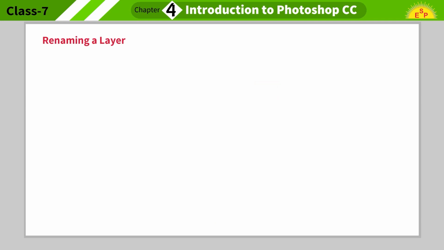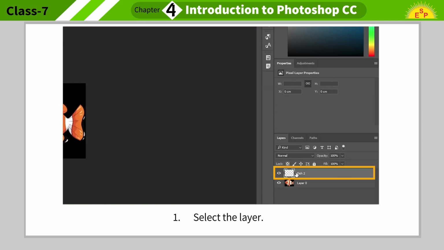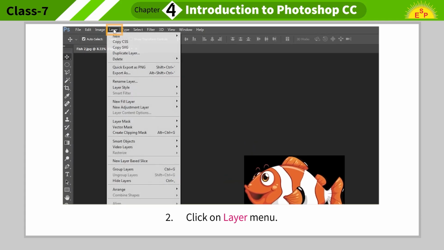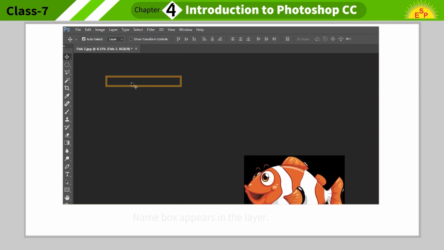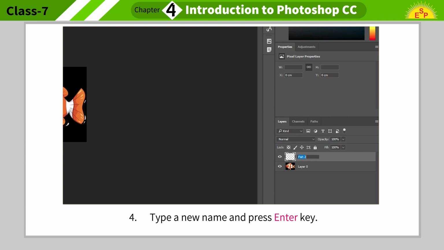Renaming a layer. Follow the steps to rename a layer. Step 1. Select the layer. Step 2. Click on Layer menu. Step 3. Click on Rename Layer. A name box appears in the layer. Step 4. Type a new name and press Enter key.